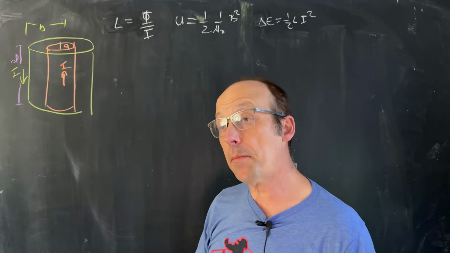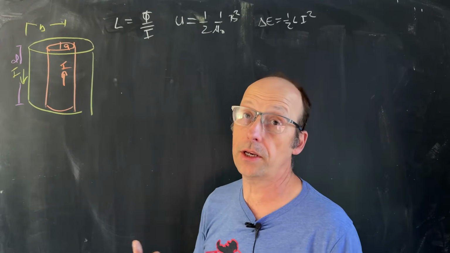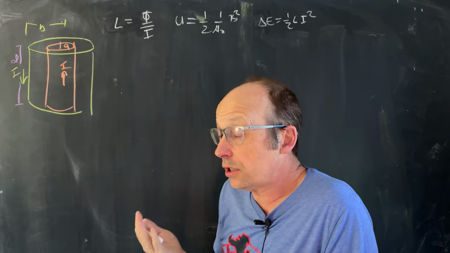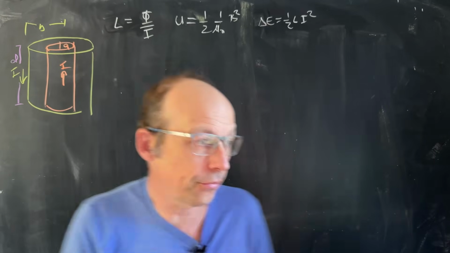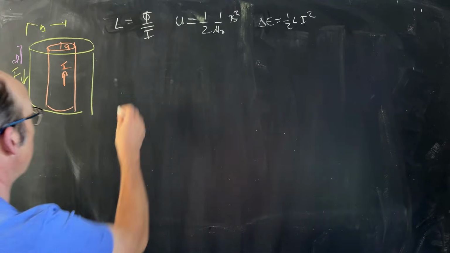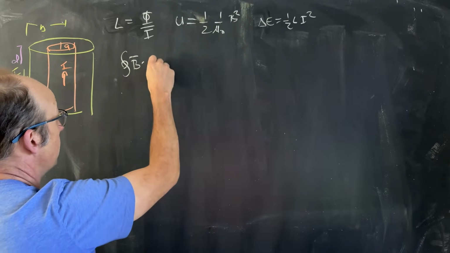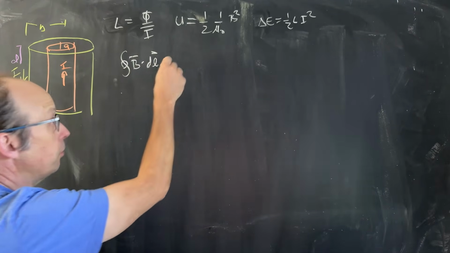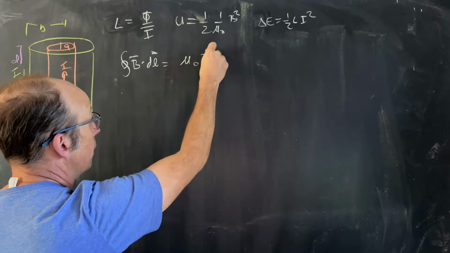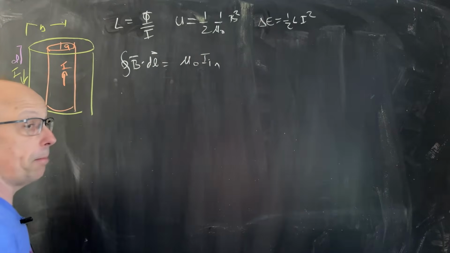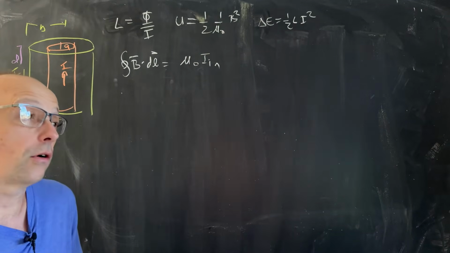Now we need to find the magnetic field on the inside, and here's where we can use Ampere's law. So let's just review Ampere's law. Ampere's law says that the path integral of B dot dl around any closed loop is equal to the total current passing through an area bounded by that loop times the constant mu naught.